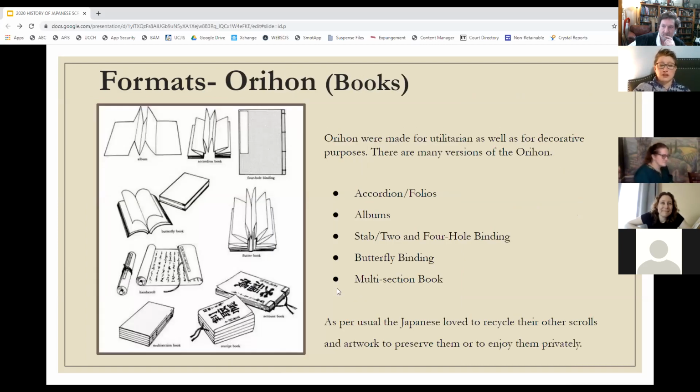Let's talk about orihon. Orihon were made for utilitarian as well as for decorative purposes. There are many versions of the orihon. There are accordions or folios, and you see the albums on the top left. There's the stab binding with two or four holes, butterfly binding, and multi-section books. As per usual, the Japanese love to recycle their other scrolls and artwork to preserve them or enjoy them privately.